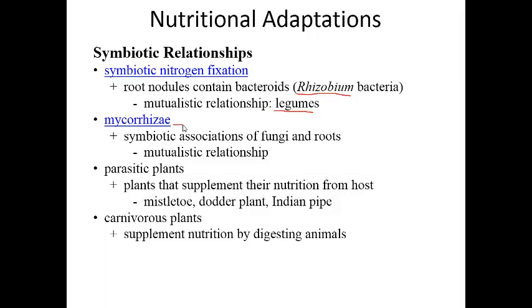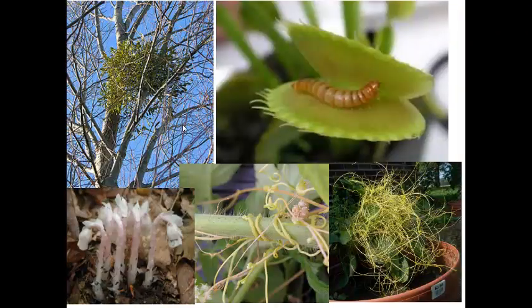We also see many parasitic plants. Parasitic plants supplement their diet, their nutrition, from their hosts. They don't have to perform as much photosynthesis. Here we see some common parasitic plants. Here's mistletoe. This is called Indian pipe. You can see how it's white. It doesn't need to photosynthesize because it obtains all of its nutrition from its host.